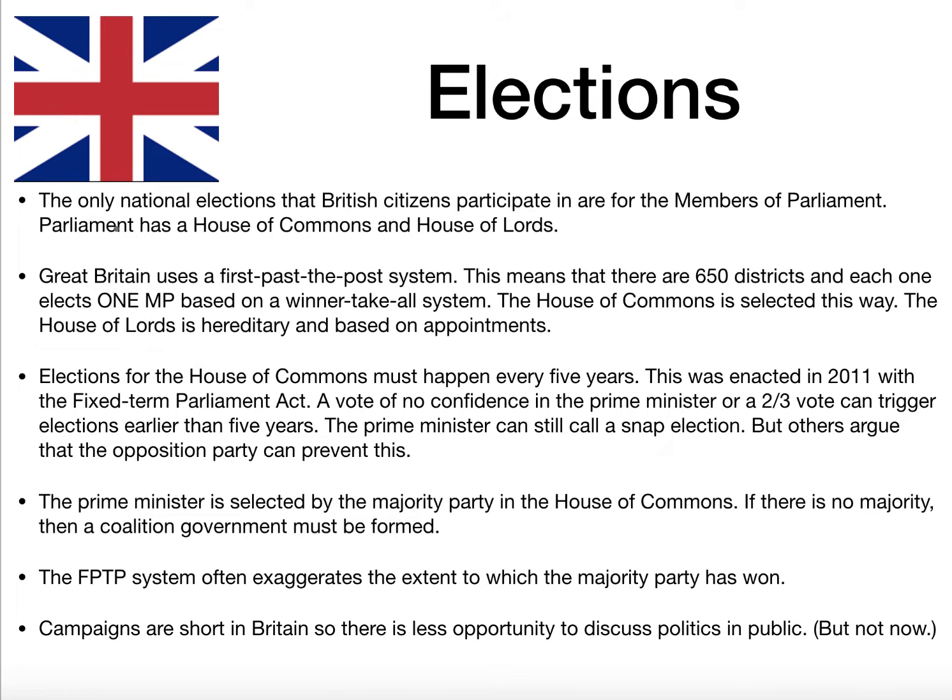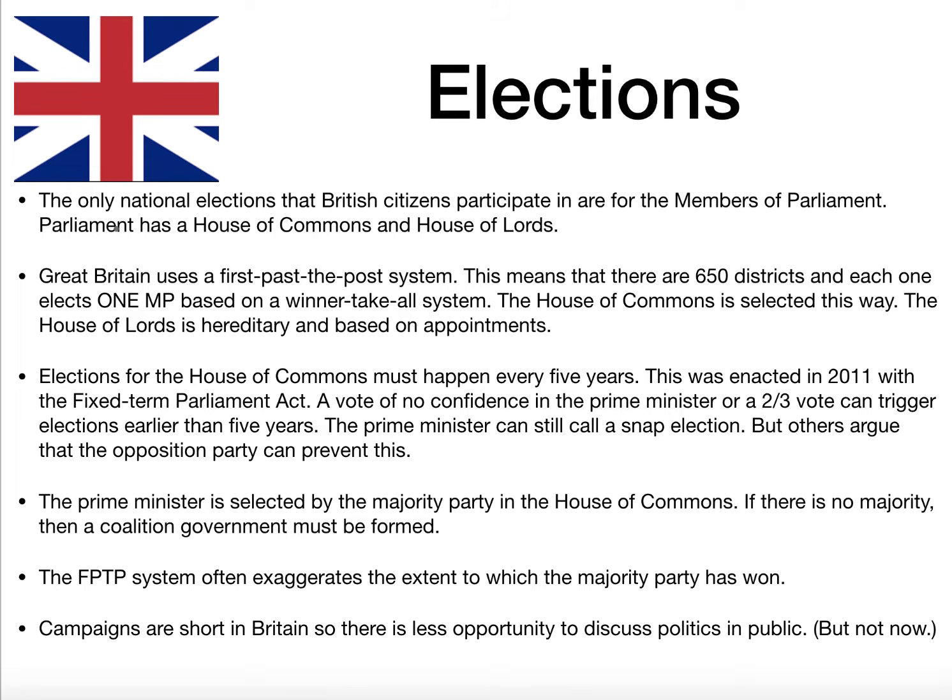Now, before 2011, the elections to the House of Commons were irregular. Then in 2011, they set a fixed-term parliament. They passed a Fixed-term Parliament Act. So now every 5 years there must be an election. The Prime Minister can call for an election earlier. Sometimes they call them snap elections.